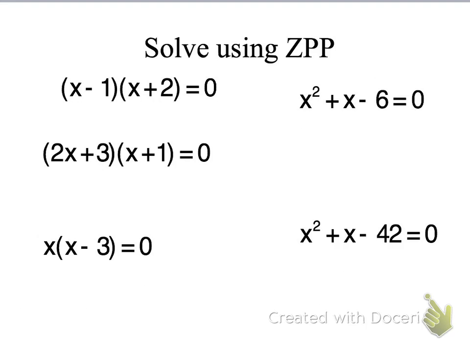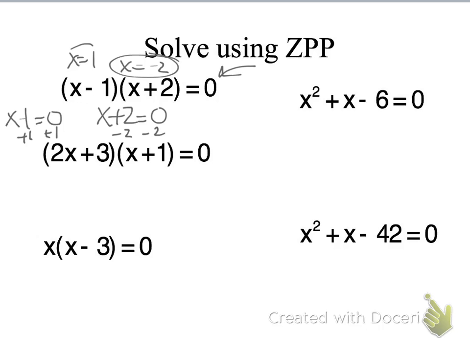Okay, so solve using ZBP. So I know I have to solve when it's set equal to 0. So what I'm going to do is set x minus 1 equal to 0 and x plus 2 equal to 0. So I add 1 for this one, so I get x equals 1, and I subtract 2 for this one. So x equals negative 2. So my two answers are 1 and negative 2.